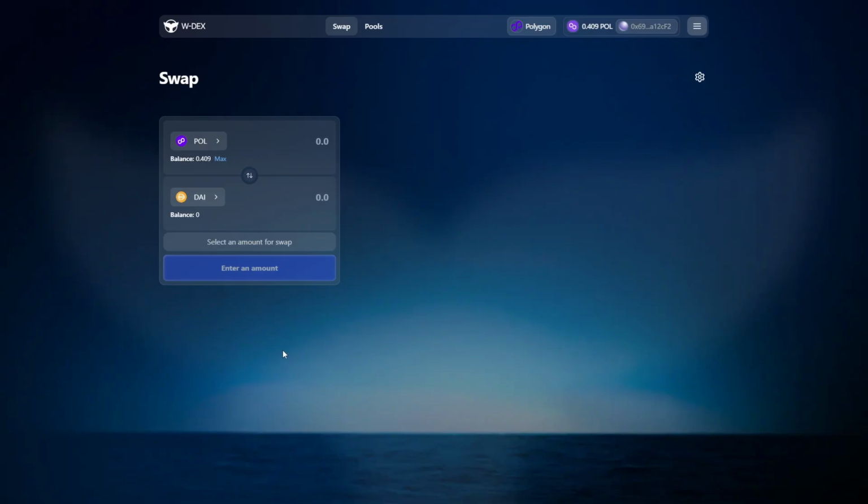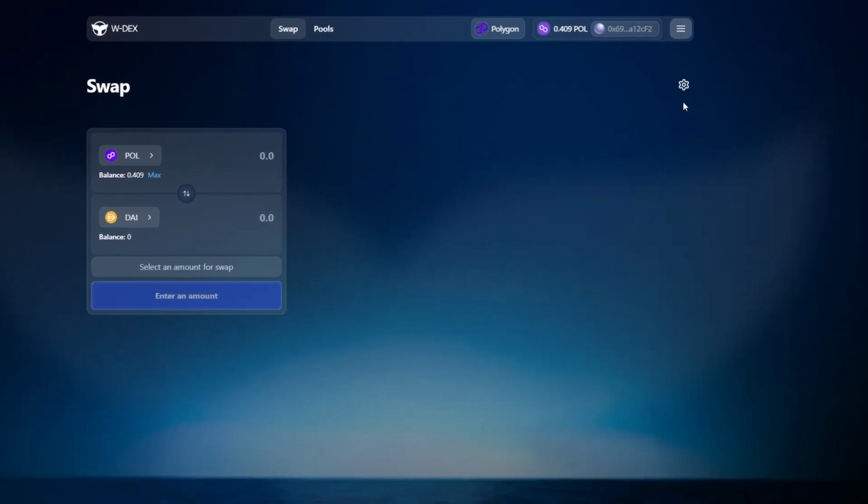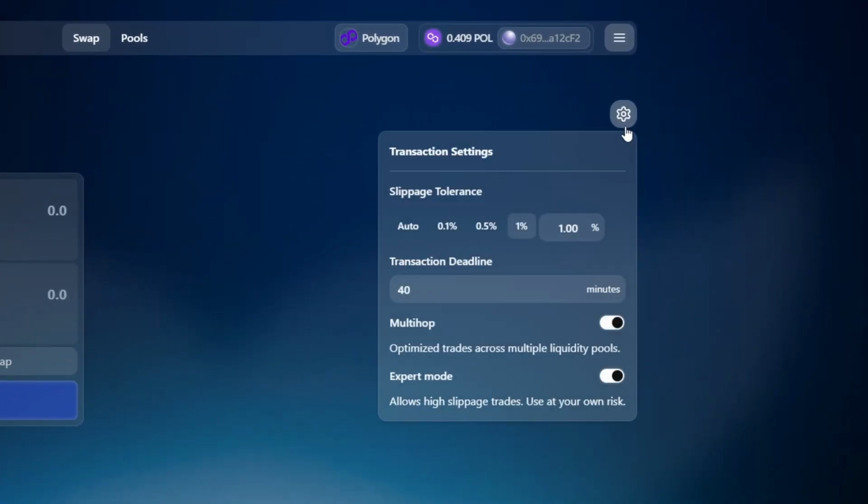On W-DEX, the swap mechanism is designed to allow users to customize their trade parameters, making each exchange more flexible and tailored to individual preferences. On the right side of the page, you'll see a gear icon that opens the Transaction Settings menu. Here you can adjust the slippage control feature. Due to activity from other users, token prices on W-DEX can change rapidly. If the price shifts too much, your transaction may either fail or be executed under less favorable conditions. To protect yourself from such outcomes, you can use slippage control.